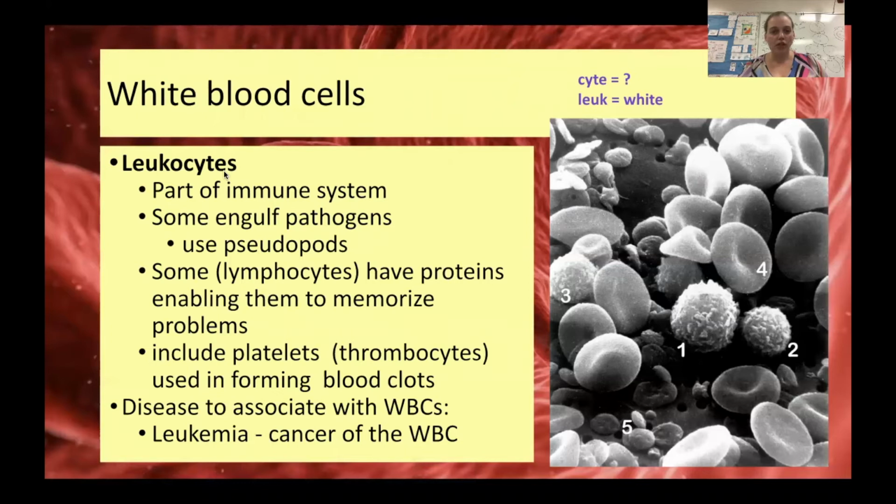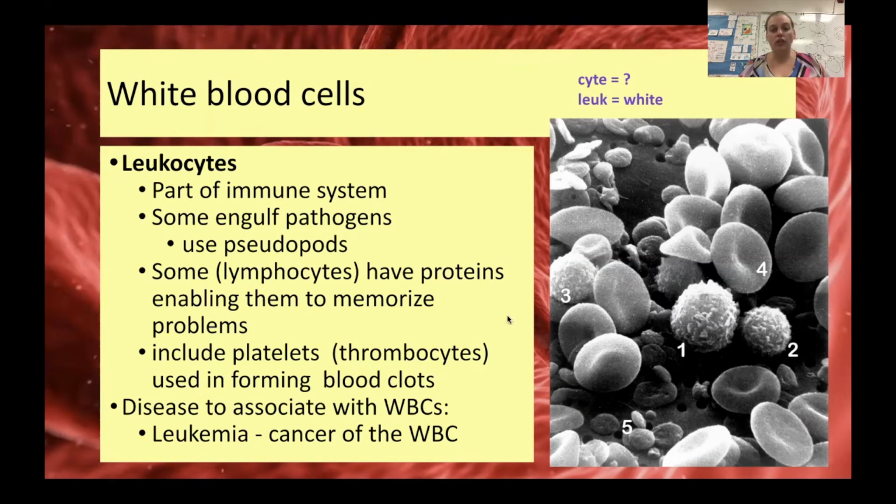White blood cells are called leukocytes, and leuk means white and cyte means cell. So these are white blood cells. They are part of the immune system. They've got these little pseudopods on them. You can see these little extensions here that are used to crawl along the blood vessels and to engulf pathogens like bacteria when the white blood cell finds one.